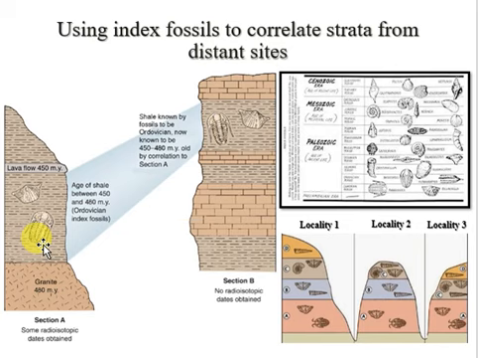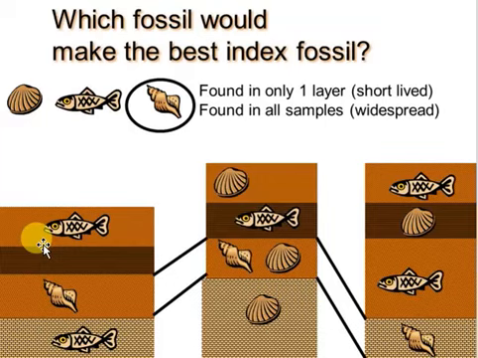Sometimes you'll find multiple index fossils across different sites. With that, when you want to determine what you're using for an index fossil, you want to make sure that it is found in a layer that's maintained across all sites. So it has that wide distribution, but it's maintained in a relatively short time period for that site. So, for example, you want to see that it's only in one layer. You don't want it to be in like 5 different layers, and you want it to be found in all samples. So that's why here they're using this little shell as the index fossil.